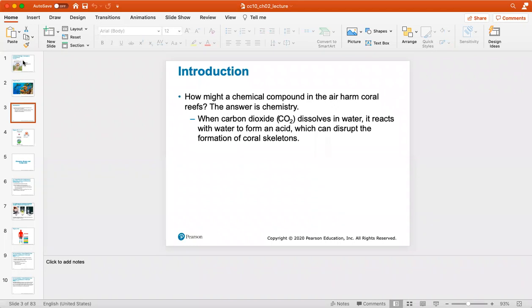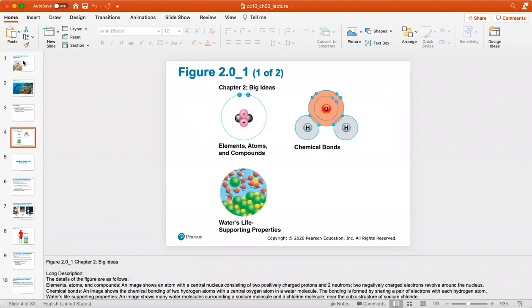When carbon dioxide dissolves in water, for example, in the oceans, it will react with the water to form an acid. And that chemical reaction will then form acid, which can disrupt the formation of coral skeletons. So coral reefs will not form as easily as they should.